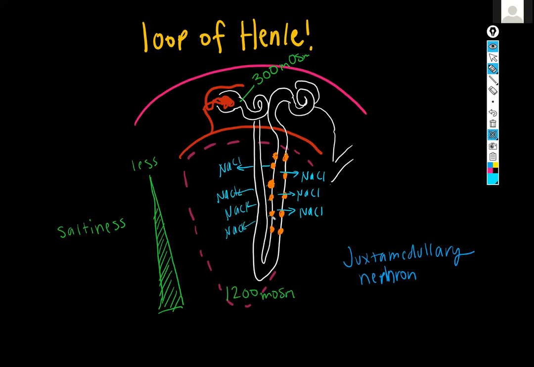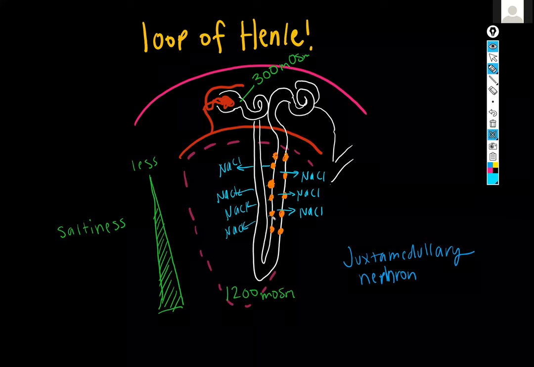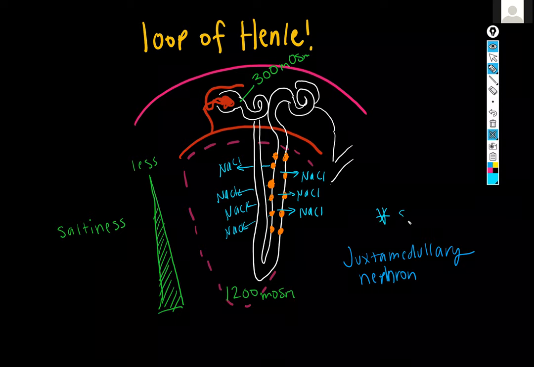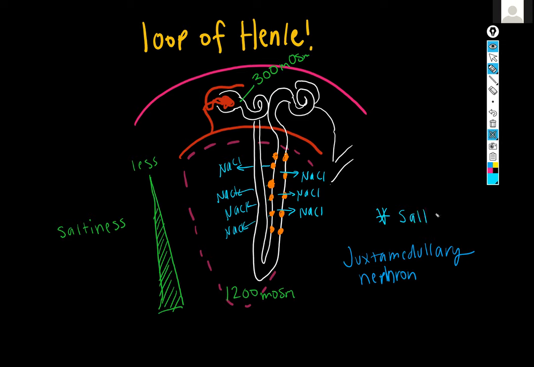These pumps on the ascending loop, the thick portion of it, are pumping sodium chloride, so the functional equivalent of table salt, out of the renal tubule. And this is at the expense of ATP, which is why all those mitochondria are there. So why would you want to pump salt out? Well, salts, including sodium chloride, attract water.